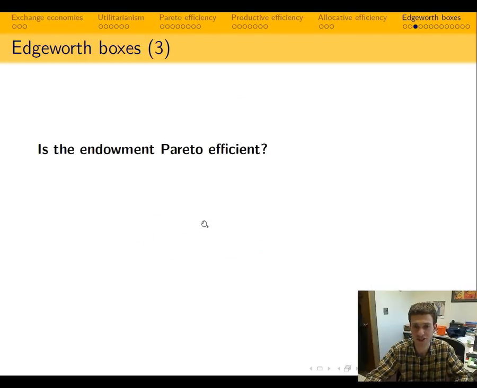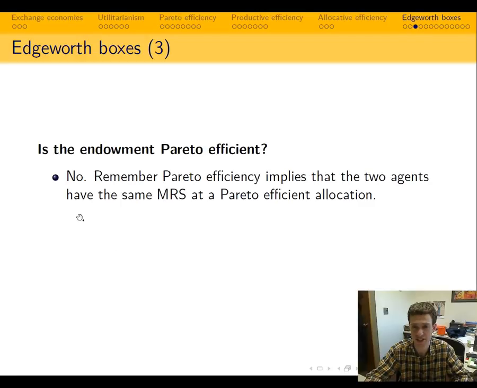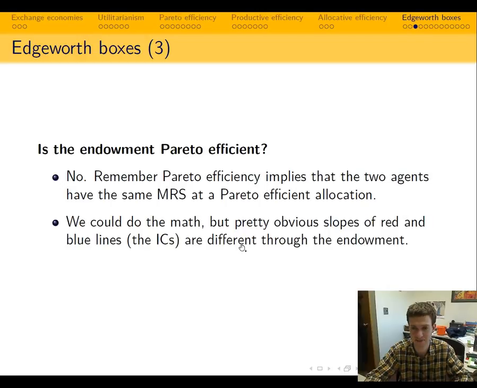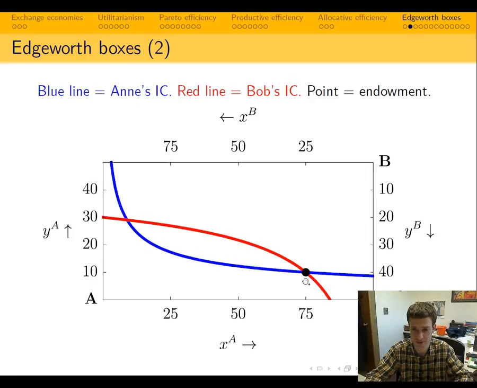So if we ask this question, is the endowment Pareto efficient, then we can say no for a couple reasons. First of all, remember that Pareto efficiency implies that the two agents have the same MRS at a Pareto efficient allocation. So we could do the math, but it's pretty obvious that the slopes of the red and the blue lines, these two indifference curves, are different through the endowment. Right? These two slopes here are different, so different MRSs.